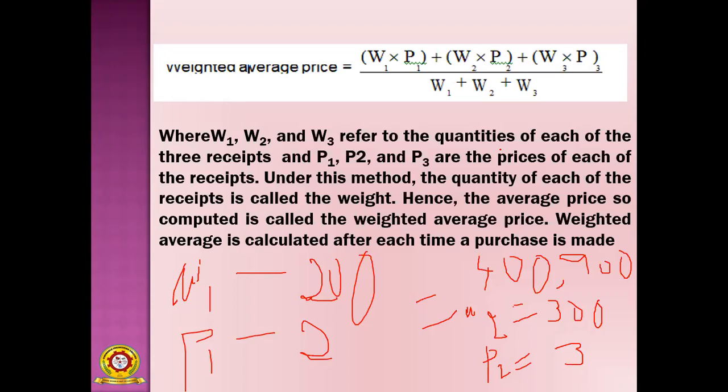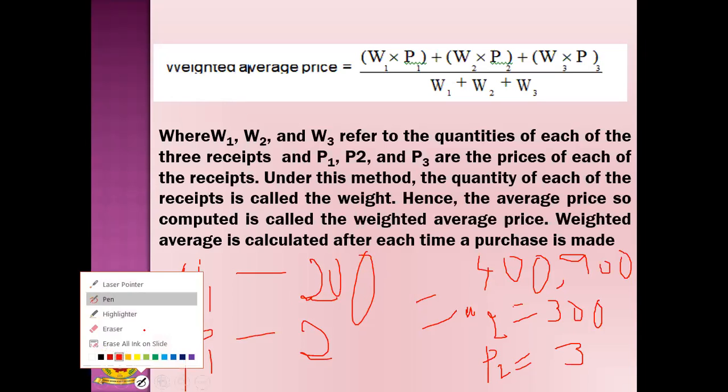1900 by 700, so the weighted average price is 2.71. So the answer is 2.71. That is the weighted average price of the raw material. Okay, so this is the best one of all the methods, so we are getting an accurate value of the raw material. Under this method, the quantity of each of the receipts is called the weight. Hence the average price so computed is called the weighted average price.